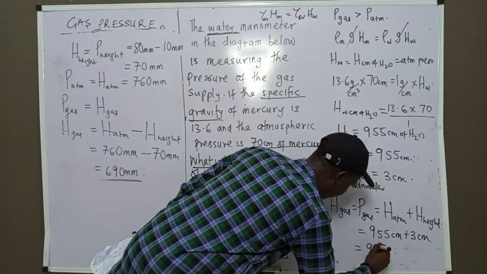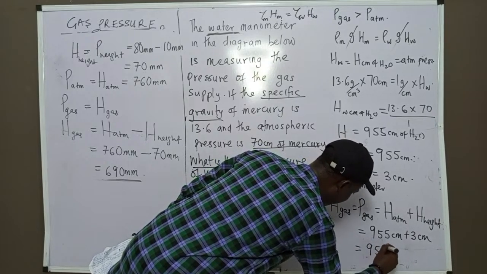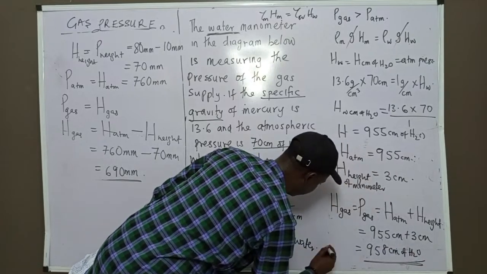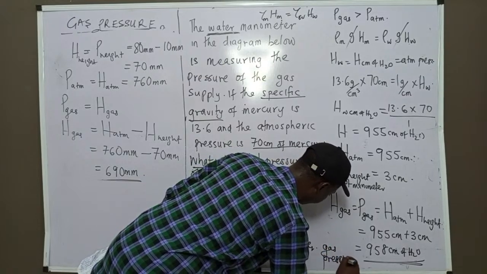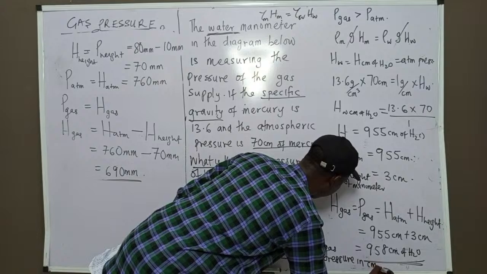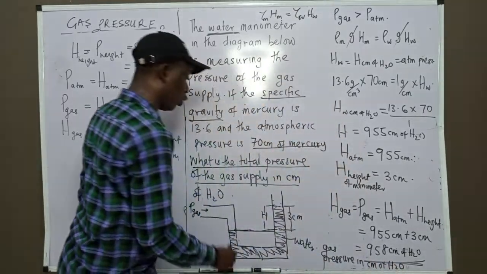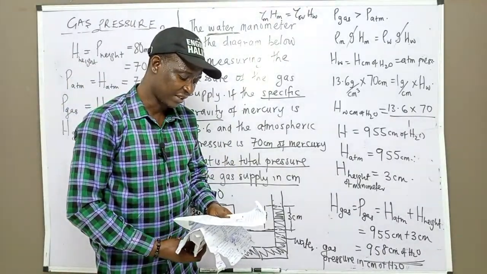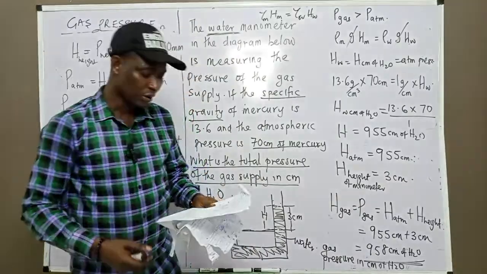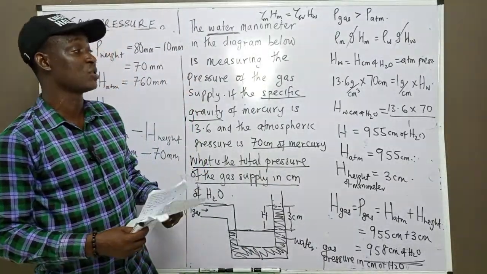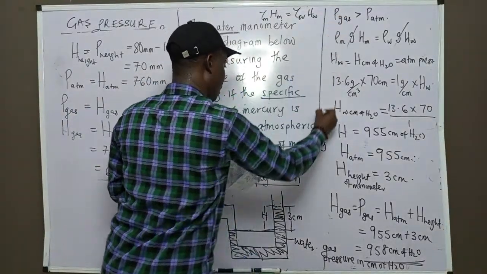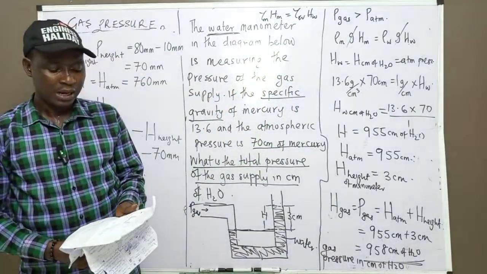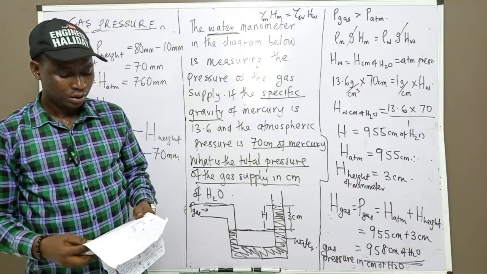So our answer will now be 958 cm of water. That will give us the gas pressure in centimeter of water. Don't forget they told us centimeter of water. That will give you your final answer. Although you can decide to solve by other methods, this one is the fastest method to solve this particular question. I don't think it will stress you too much.